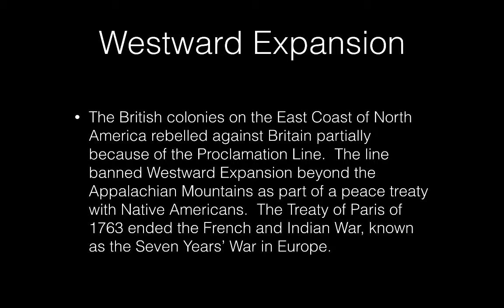Westward Expansion. The British colonies on the east coast of North America rebelled against Britain partially because of the Proclamation Line. The line banned westward expansion beyond the Appalachian Mountains as part of a peace treaty with the Native Americans at the end of the French and Indian War in 1763.